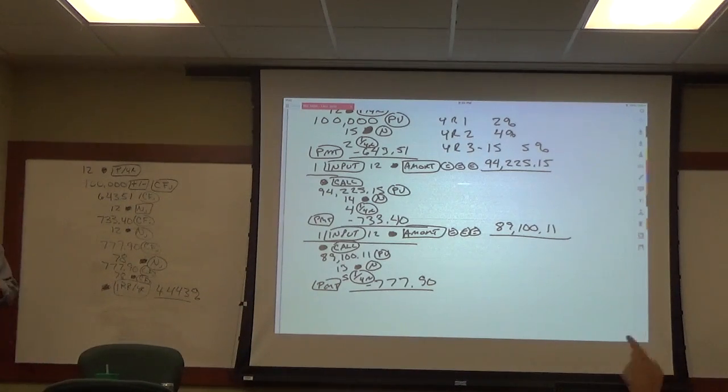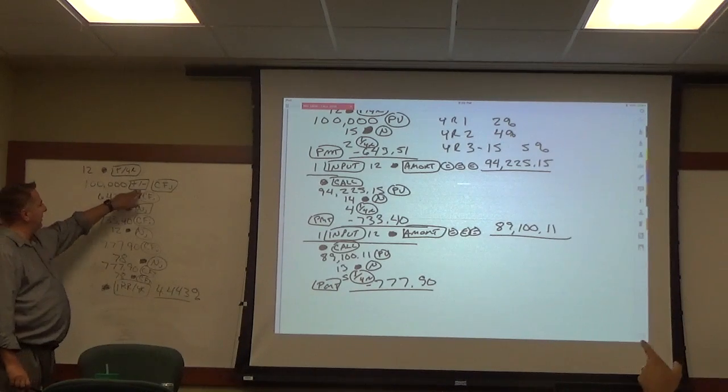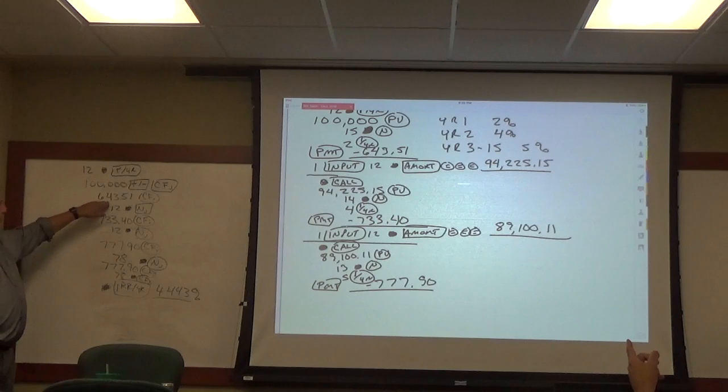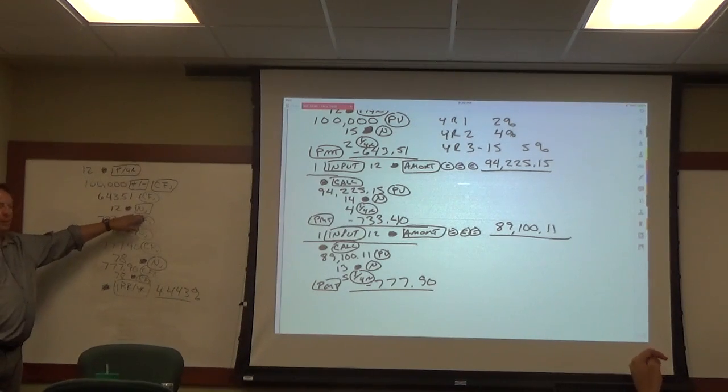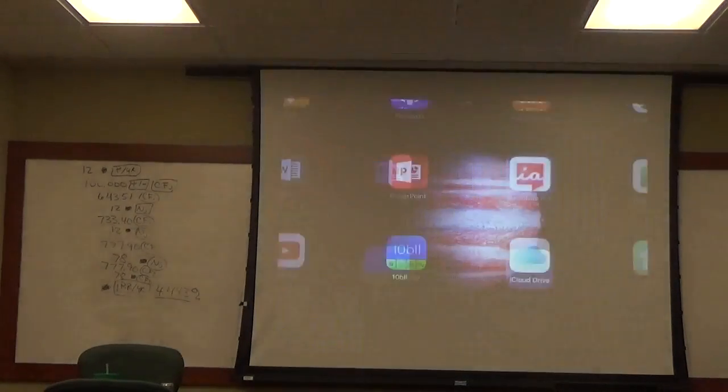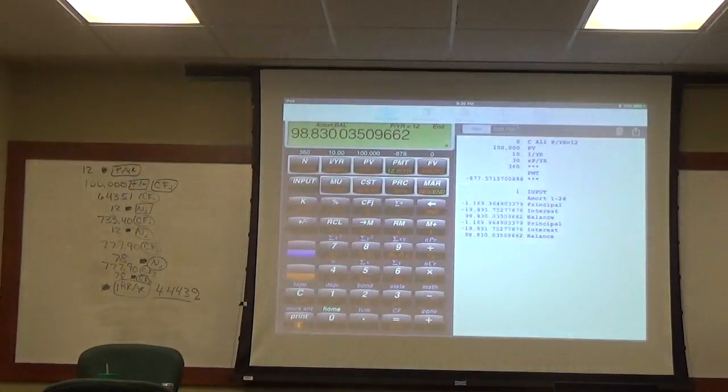4.443%. Can you put 100,000 and then 100,000 plus minus as the cash flow? Okay. And then you started, then the 643.51 as the cash flow, and then 12 shift N sub J. Matter of fact, here's what I'll do. We'll switch over here for a second to the actual calculator.